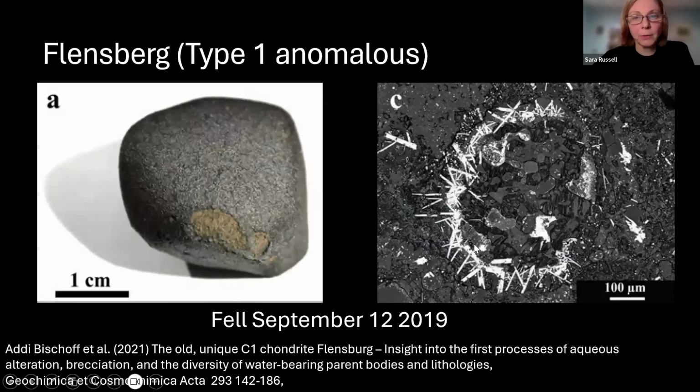Okay, but there are also a few anomalous meteorites that are type 1. This is a really cool one. This is Flensburg, that fell fairly recently in 2019. It is a type 1. It has chondrules in it that again are altered to phyllosilicates, but it doesn't look like a CM1 or a CR1. It has these very interesting acicular sulfides that tend to surround the chondrules.